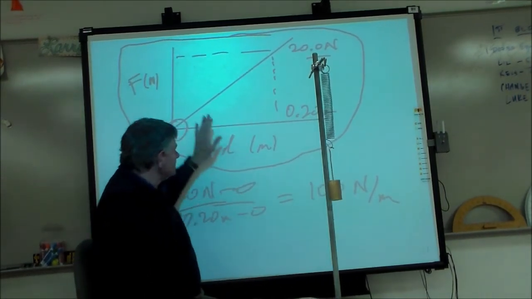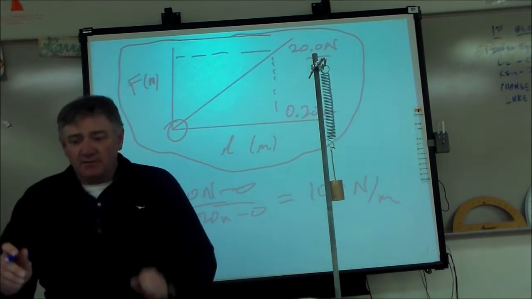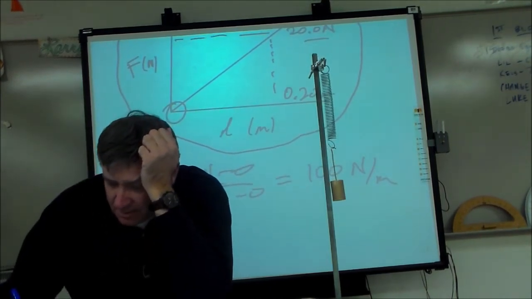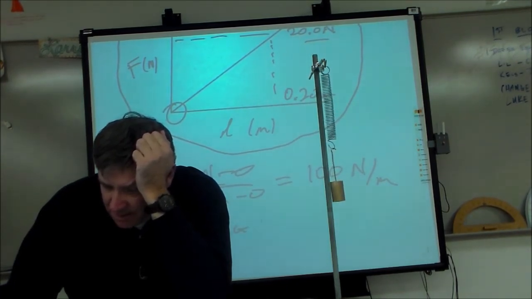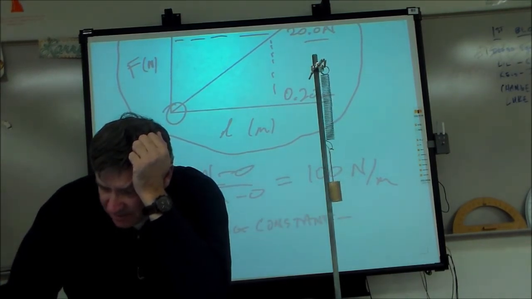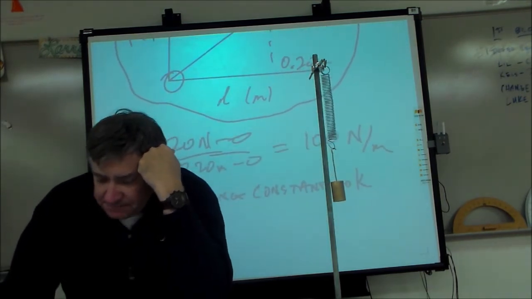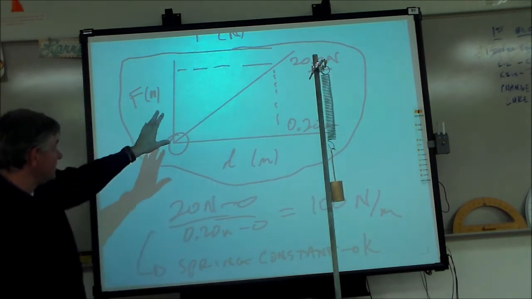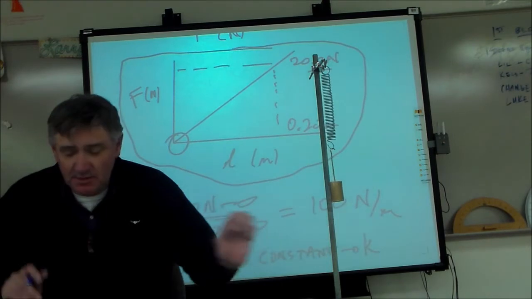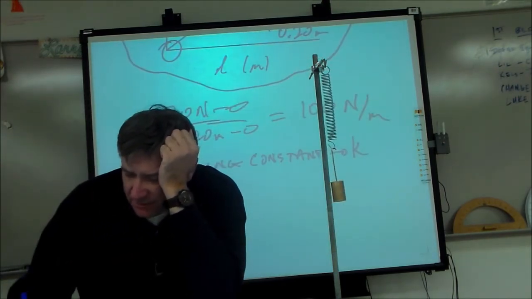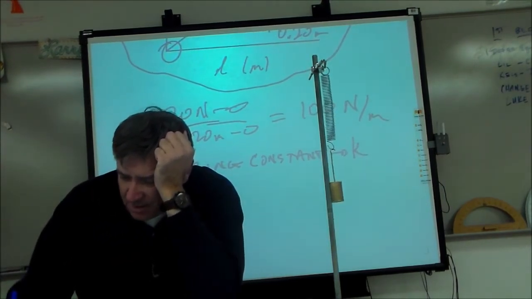So, the slope of this line is what we call the spring constant. This is going to be the spring constant, and the spring constant is shown by the letter k. Okay? So here's what we've got. This is very much a linear relationship, right? We can put this as y equals mx plus b. So in this case, we're going to have y equals mx plus b.